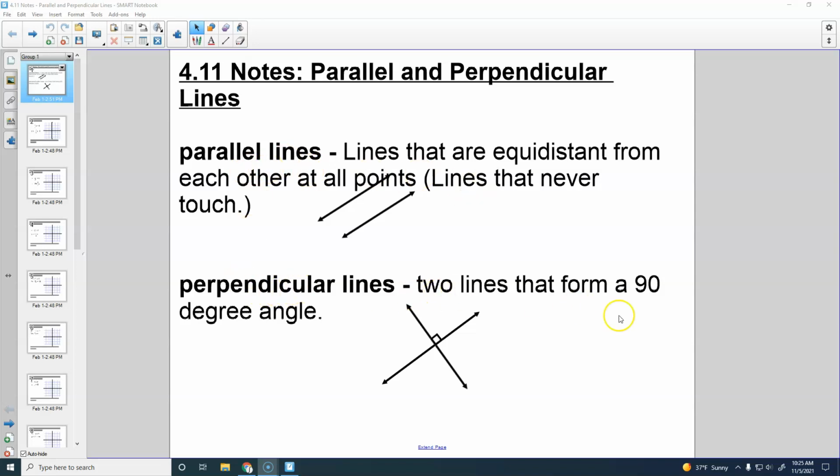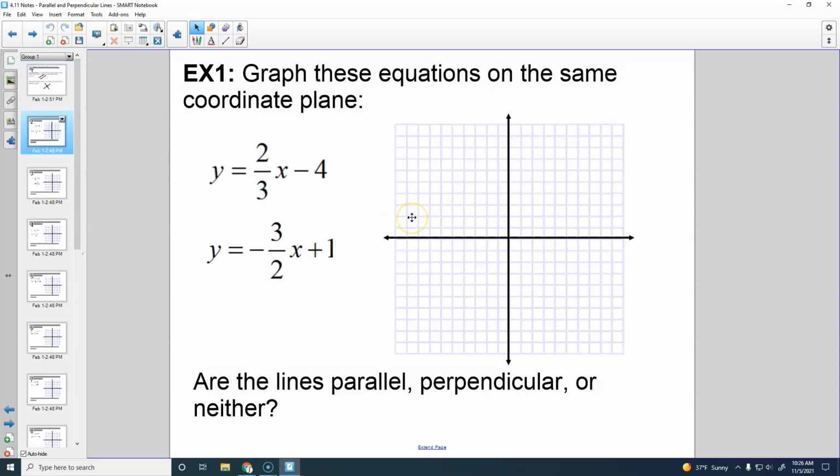Perpendicular lines are lines that intersect to form a 90-degree angle. So I think you guys are also familiar with that, right? What we're going to be doing today is looking at what this looks like when we're graphing lines like we've been doing in class. For every one of these, we are going to graph the lines.